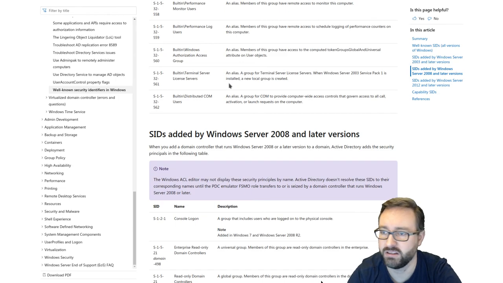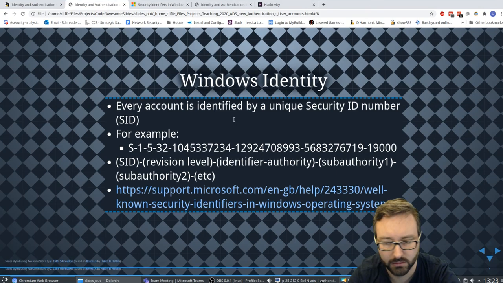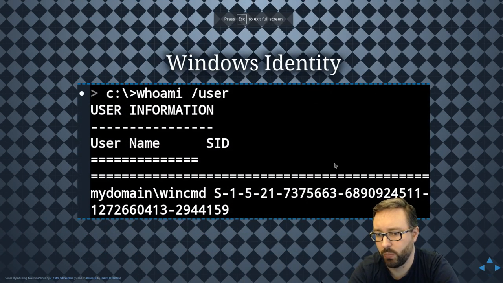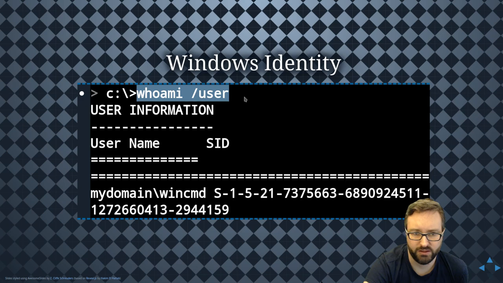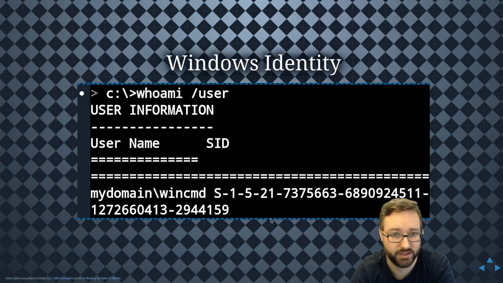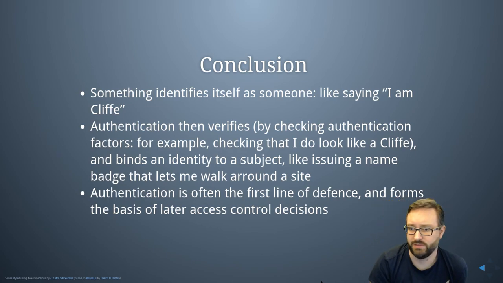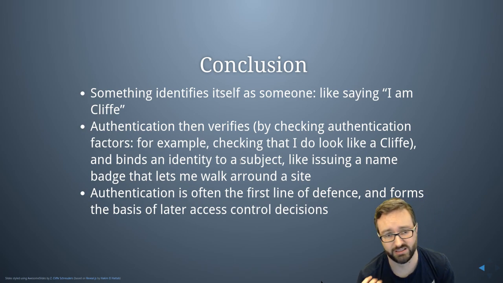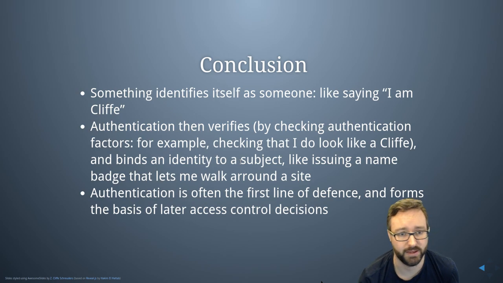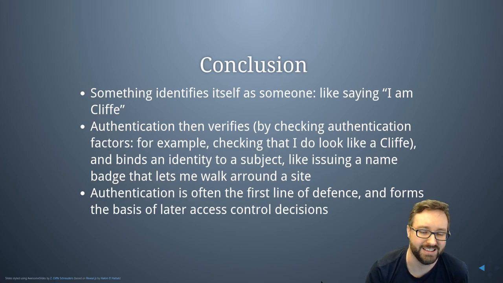Let me get back to my slides. On a Windows system, you can use the whoami command with the user flag to get that information out. So in conclusion, what happens on a Linux system is you identify as yourself, and then you authenticate. We've just discussed the technical details about how that's actually implemented. The subject of where the password is stored will be in a separate video about passwords.